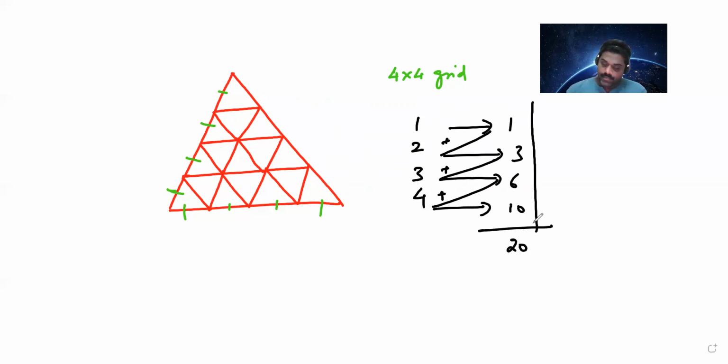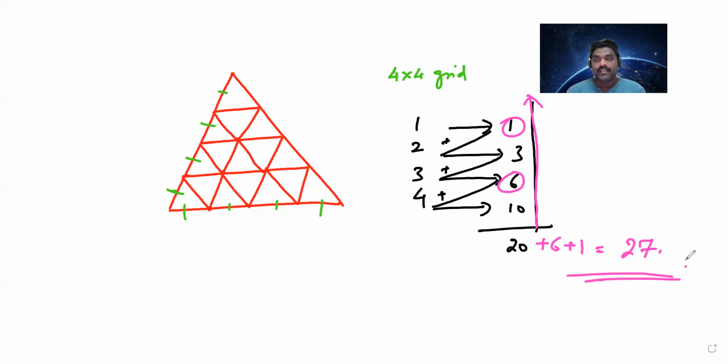Again, move from bottom to top. Take the alternate values. So 20 plus 6 plus 1, you will get 27 triangles in a 4 by 4 grid. This is one more model. So like this, you can find it for any number of grids. Add up the values in the rows, again add all the values, and take the alternate values.